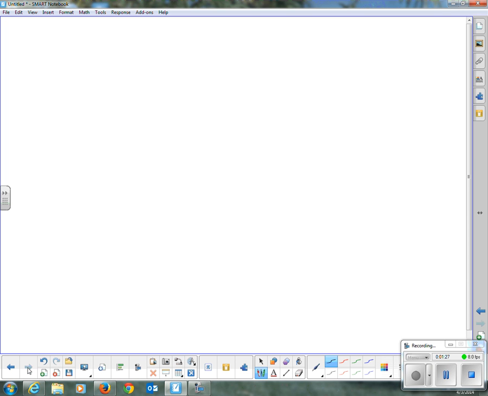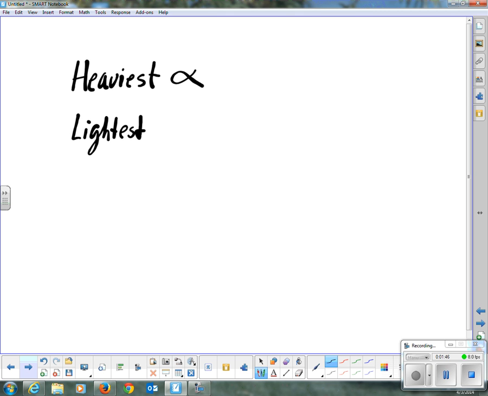determine which of those particles, for instance, is the heaviest. Of the particles that we talked about on the last page, the heaviest one is alpha. Okay? As we look at the lightest, we actually have gamma because it doesn't have any mass.